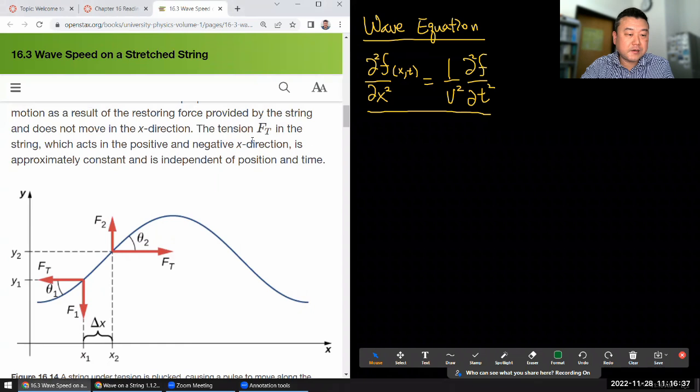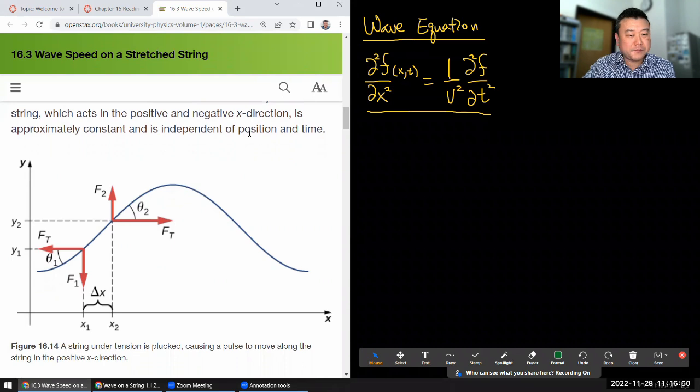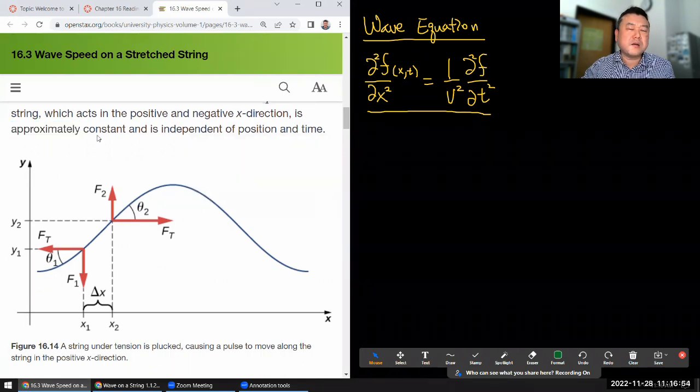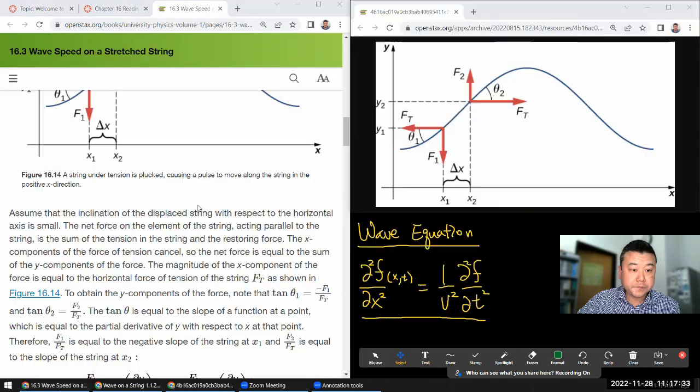The tension Ft in the string, which acts in the positive and negative x direction, is approximately constant and is independent of position and time. Yeah, I guess I agree with that. Approximately. You can imagine if you are shaking the string violently, it might not be constant. So you stay away from that. You stay in the small amplitude region.